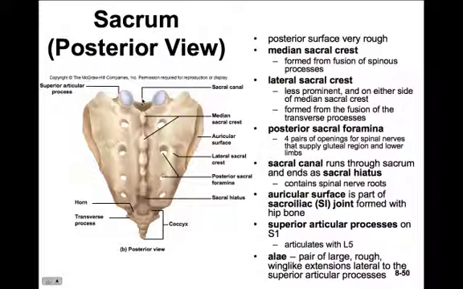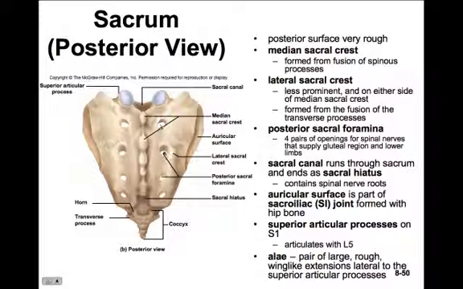When we look from the posterior view, we'll see that the posterior surface is much more rough. It has a median sacral crest that forms from the fusion of the spinous processes when they were separate vertebrae. And then we'll see also lateral sacral crests. They're less prominent, and they're on either side, right here, on either side of the median sacral crest.